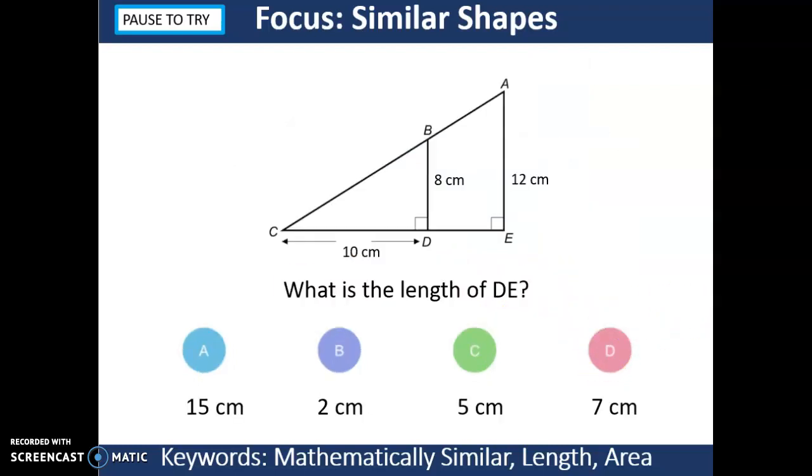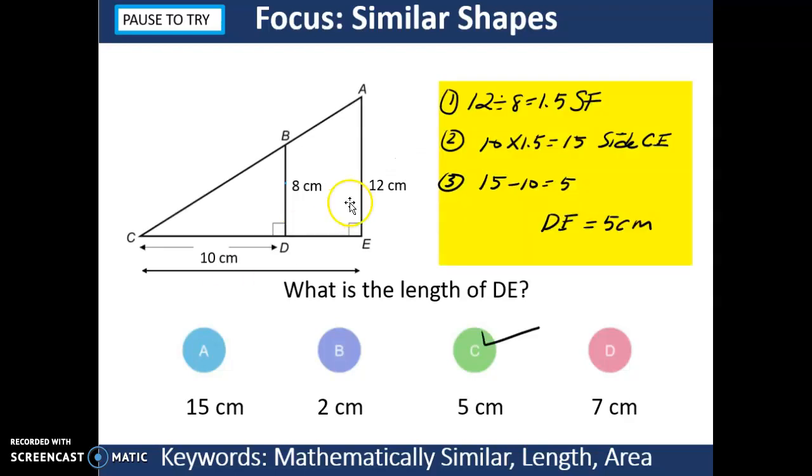Our next one to pause and try. So for this one, similar idea, we take our corresponding sides, 12 divided by 8 to get 1.5, and for this one, we take 10 times by 1.5 to get your big side. Now don't forget to subtract them. So we take 15 minus 10 to get 5. So this little guy is 5. Most people make a mistake of just saying 15. So be careful, read the question.